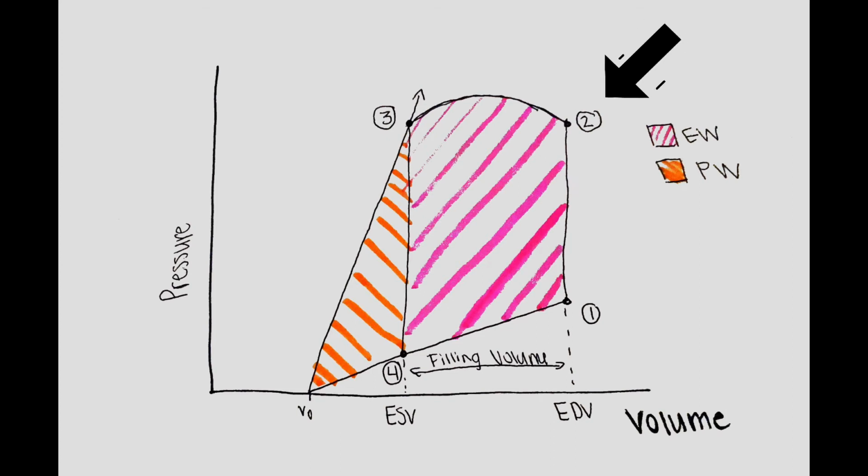At point 2 on the graph, the aortic valve is opened and the mitral valve is closed. This is because the left ventricle pressure is greater than the aortic pressure and the left atrial pressure. Moving from point 2 to point 3, the heart is in the ejection phase.